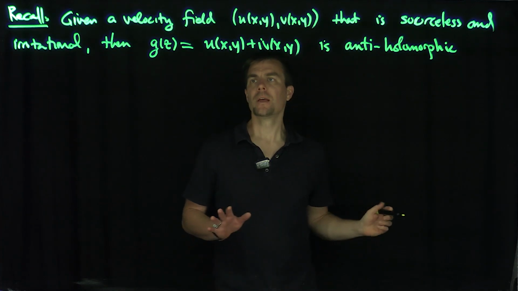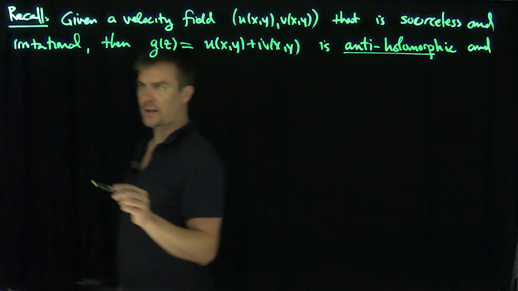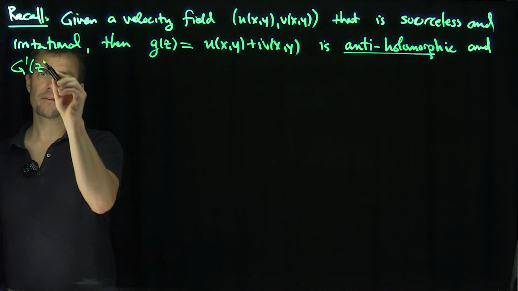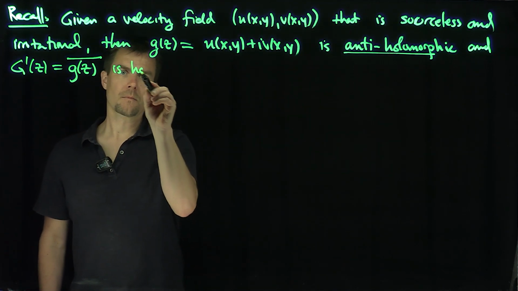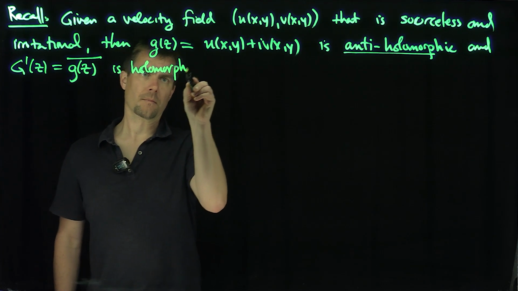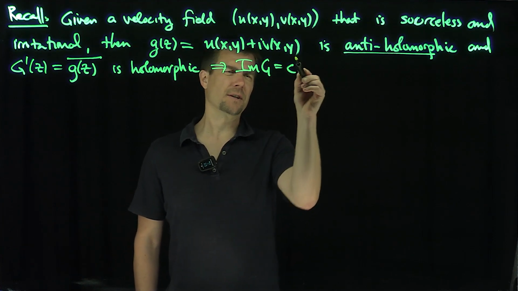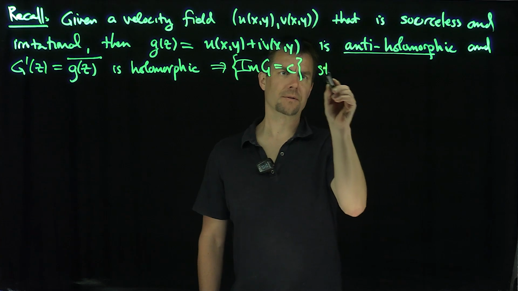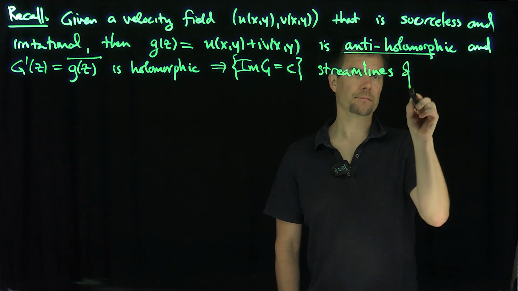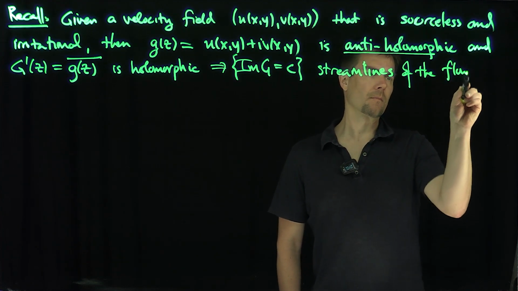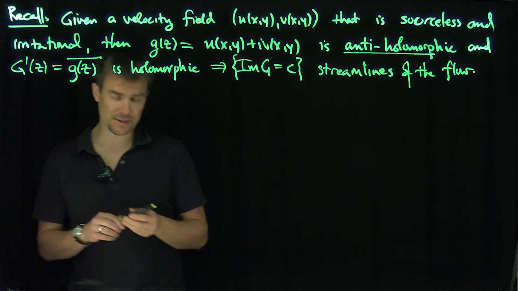Like that. Beautiful. And there's a complex potential, right? g capital prime of z is g of z bar, which is holomorphic. And that implies that the imaginary part of g constant are the streamlines of the flow. Okay. What are some classic examples of this? Okay, so let's think about some classic examples.